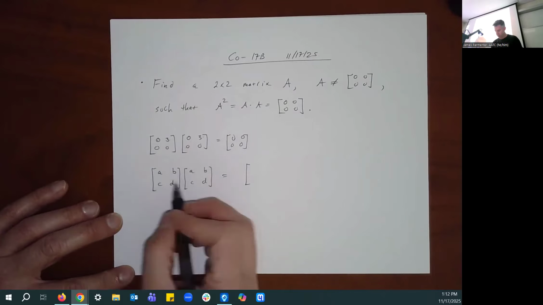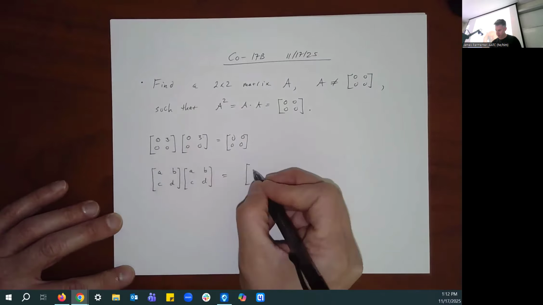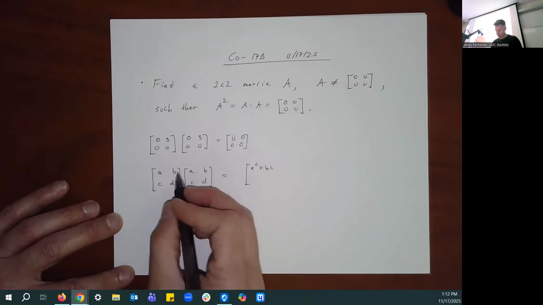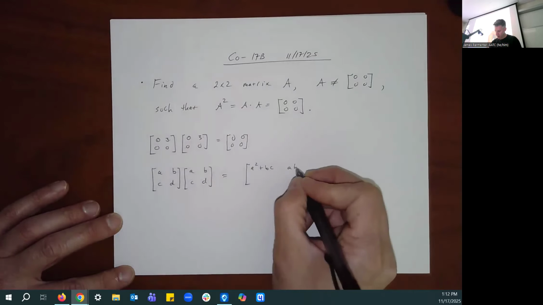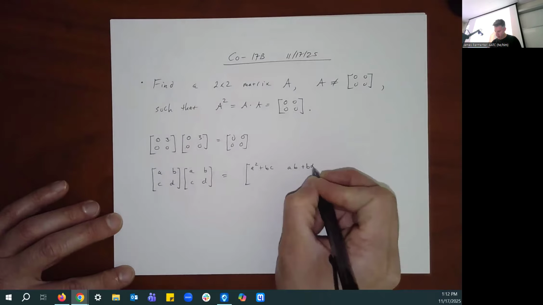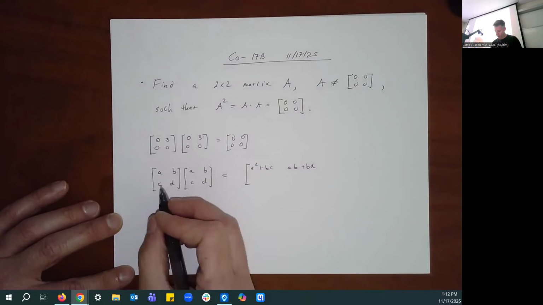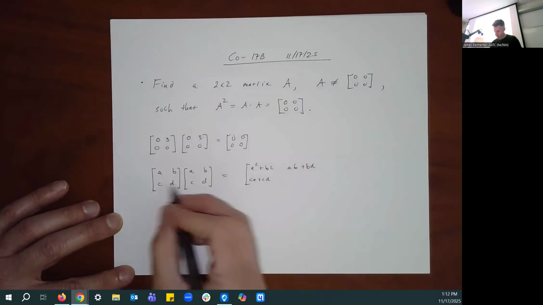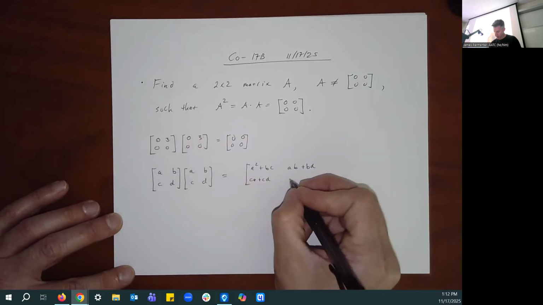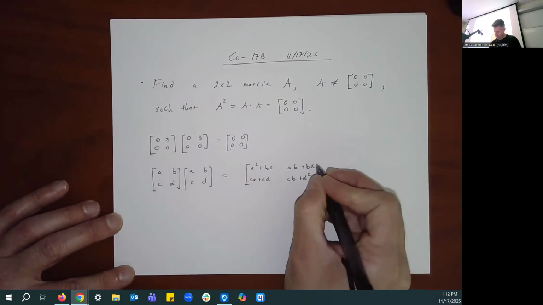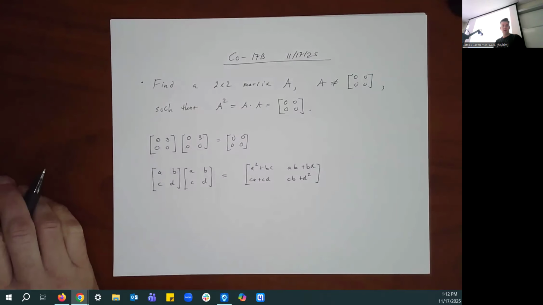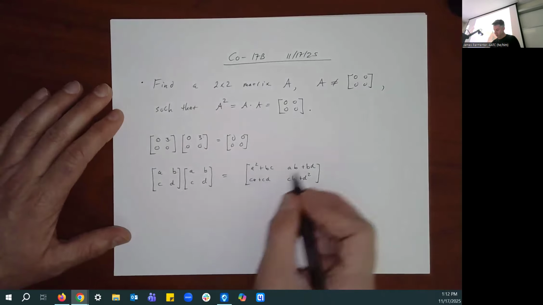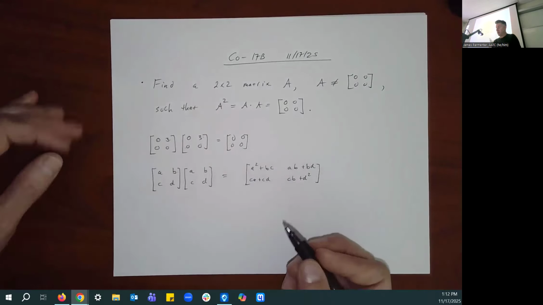So first row, first column is A times A plus B times C, or A squared plus BC. And then we have A times B plus B times D, so AB plus BD. And then second row, first column, CA plus CD. And then second row, second column, CB plus D squared. So we have four equations. Each of these entries needs to equal 0.